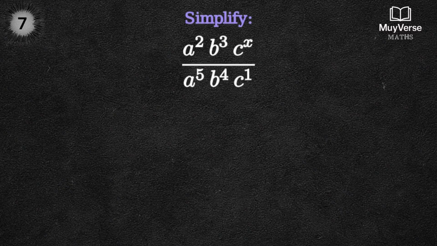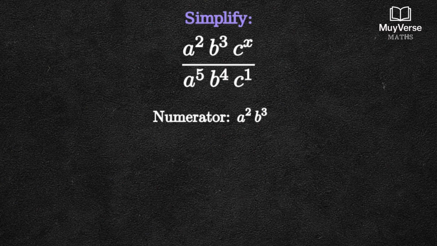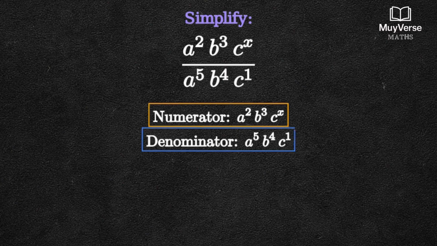We will simplify a rational expression step by step with clear visual cues. Our target is the fraction a squared b cubed c to the x over a to the 5th, b to the 4th, c to the 1st. Step 1. Write the numerator with its exponents, and write the denominator with its exponents. We will keep the text thick and add highlights to guide our eyes.